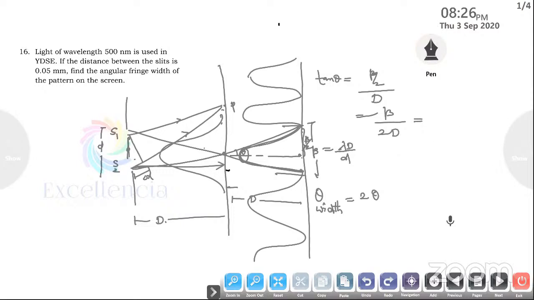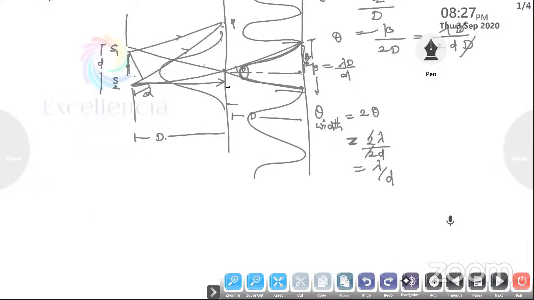Beta is equal to lambda D by d, so it becomes lambda D by d over 2D. Cancel D, we get lambda by 2d. For smaller angles, tan theta is equal to theta. So angular width is 2 times this, and the 2 cancels. Directly, you can write 2 times lambda by 2d, which gives lambda divided by d. If you don't remember, you can go by this procedure. As the values of lambda and d are given, substitute them and we will get the answer in radians.